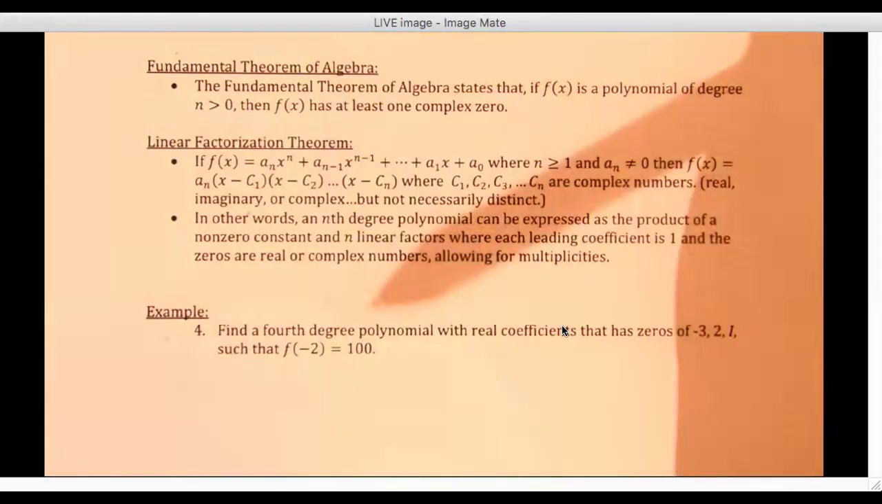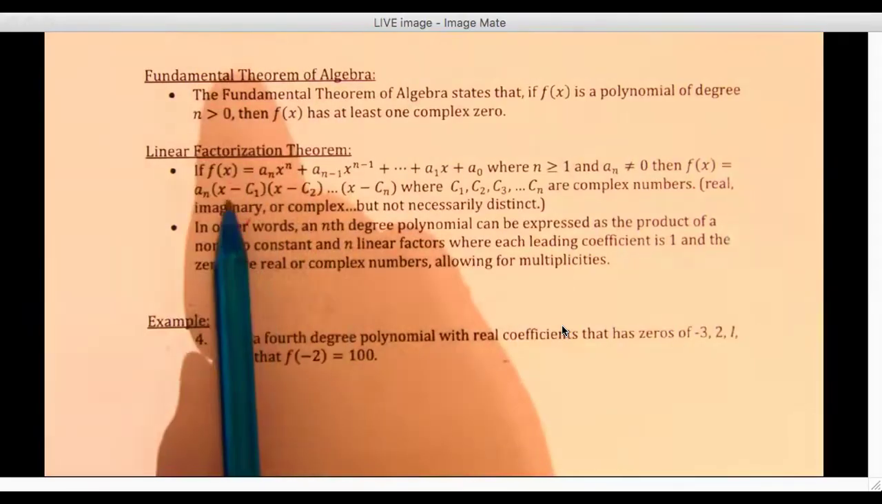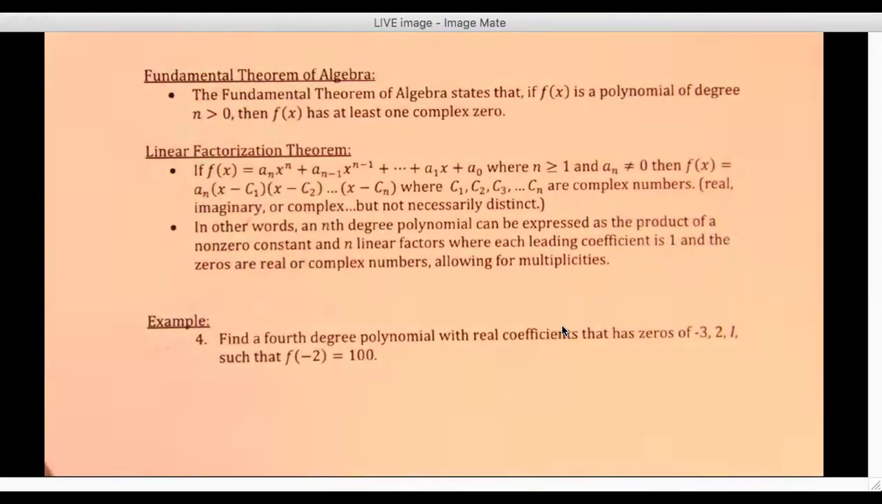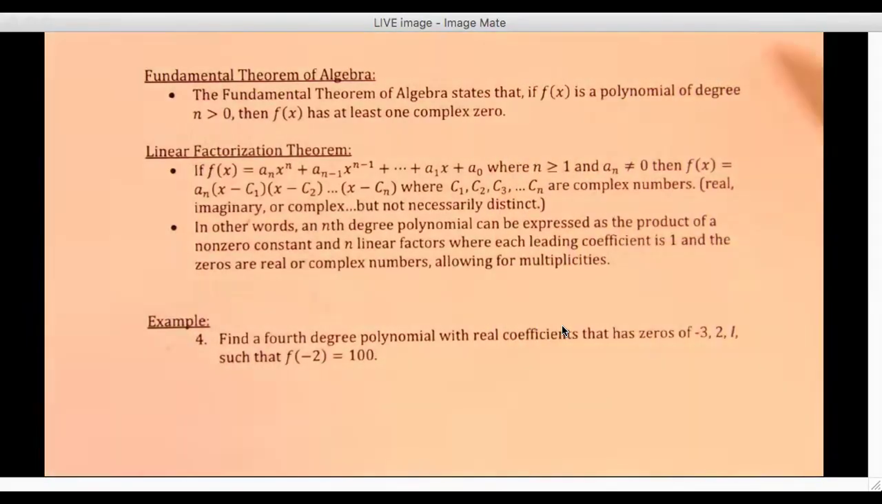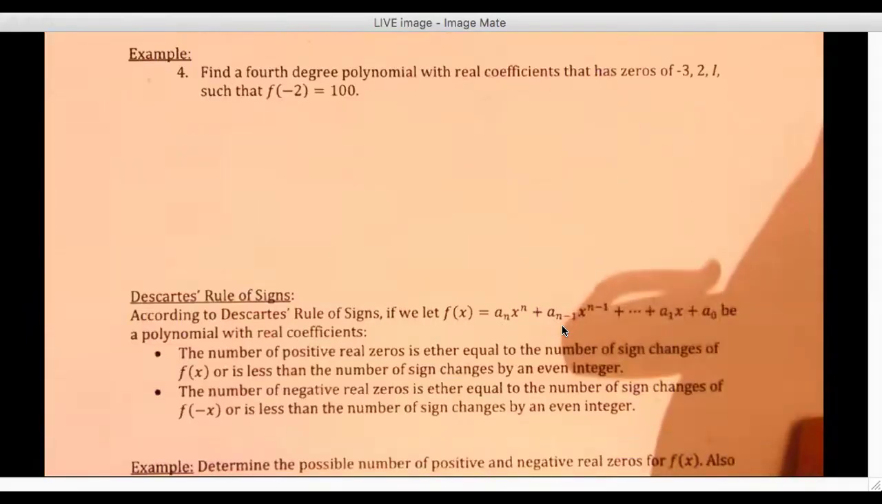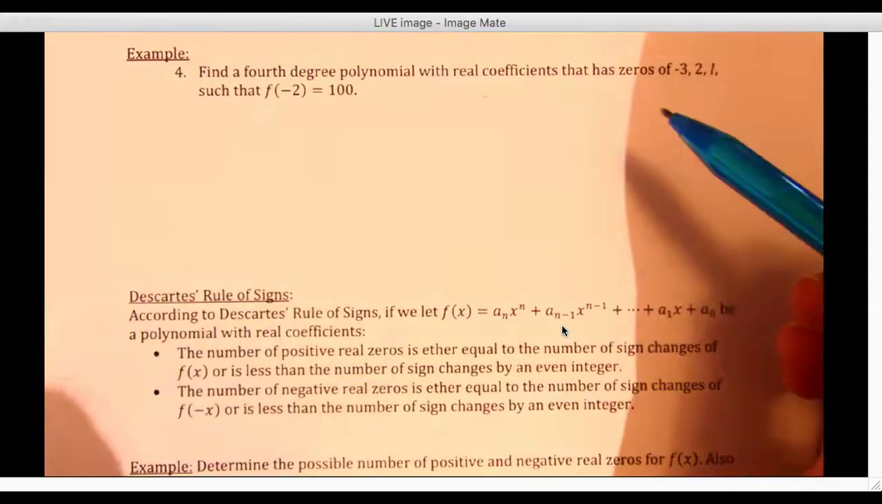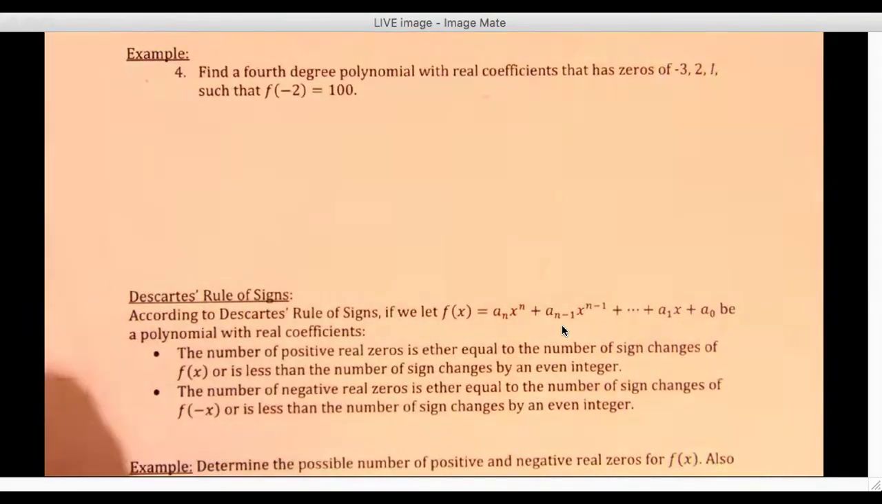The linear factorization theorem basically just says that any polynomial can be broken down into linear factors, whether those again are complex numbers or real numbers. In this next example we're going to go backwards from what we were just doing. We were given a polynomial and asked to find the roots. Now we're going to be given the roots and we need to find the original polynomial.